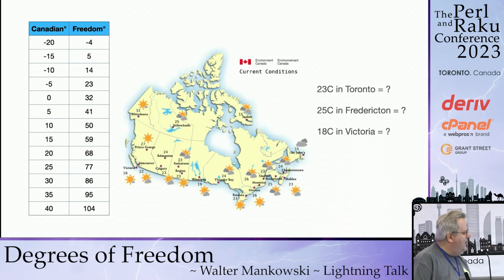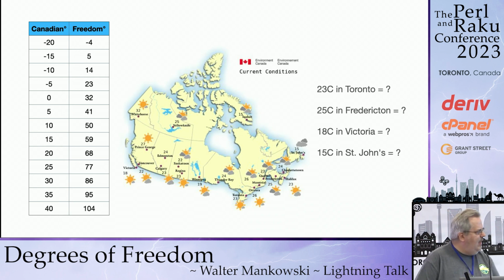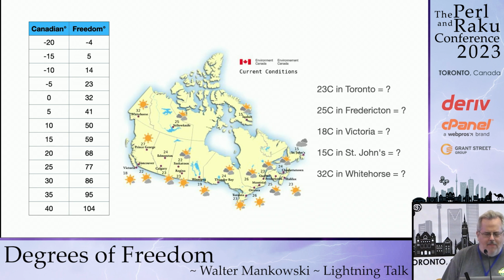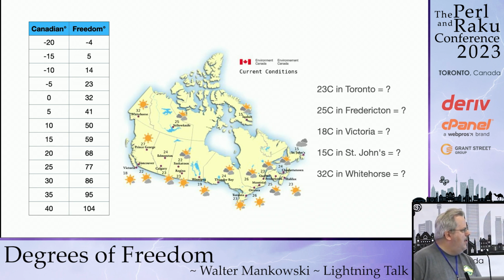18 in Victoria. So that's a little chilly. 18 is a little less than 68, so it's going to be maybe 65. All right, 15 degrees in St. John's. That's way out there in Newfoundland. See, I pronounce it right. Americans say Newfoundland. It's Newfoundland. That's 59, so it's a little chilly out there. And then the warmest place on the entire map turns out to be Whitehorse, Yukon. That's 32, and so that's pretty warm. 32 is about 90 in Fahrenheit.